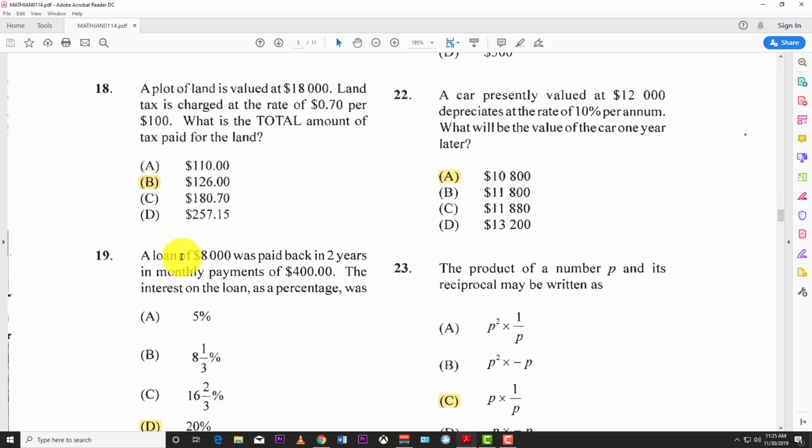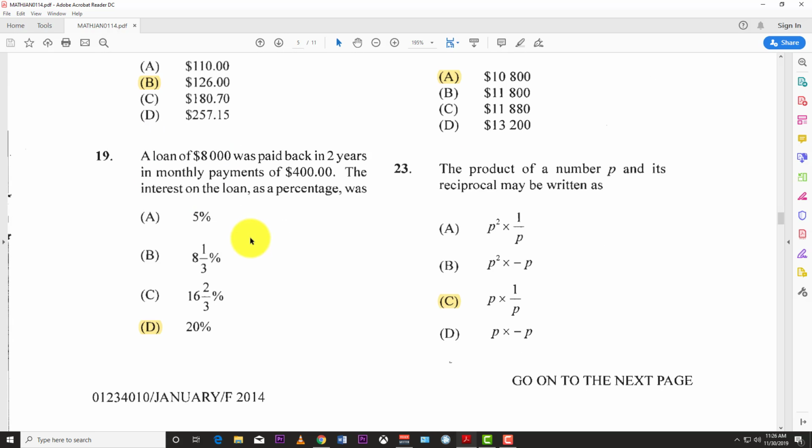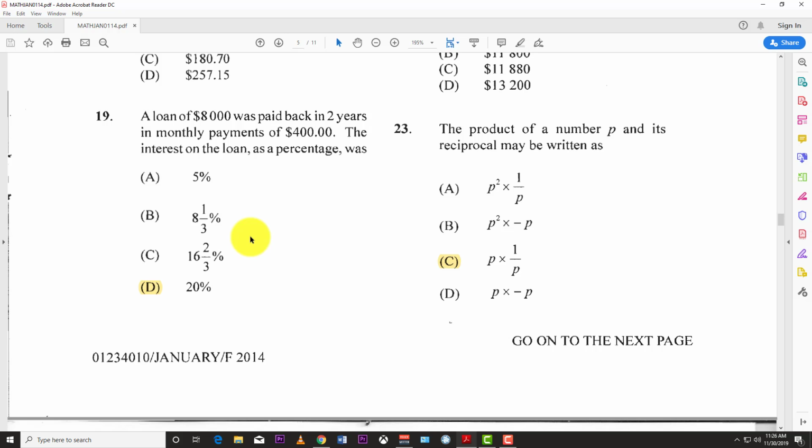Number 18. A plot of land is valued at $18,000. Land tax is charged at the rate of 70 cents per $100. What is the total amount of tax paid for the land? And the answer is $126. Number 19. A loan of $8,000 was paid back in 2 years in monthly payments of $400. The interest on the loan as a percentage was, and the answer here is 20%.